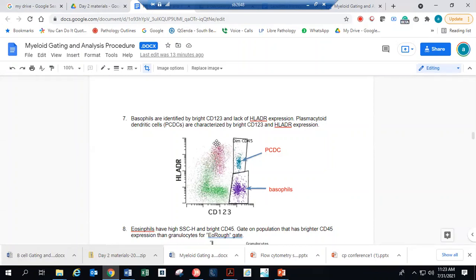And coming to the same point, as we have been emphasizing, the pink population over here is brighter for HLA-DR. That's our monocytes. And this population with the dip and everything, this is our granulocytes.